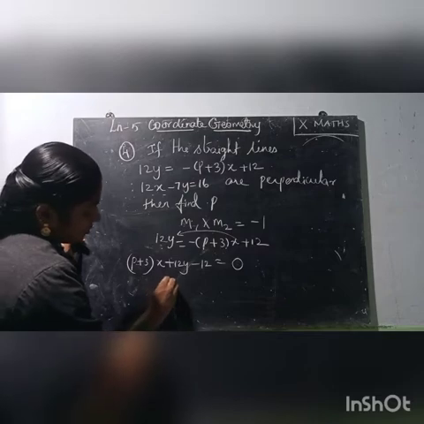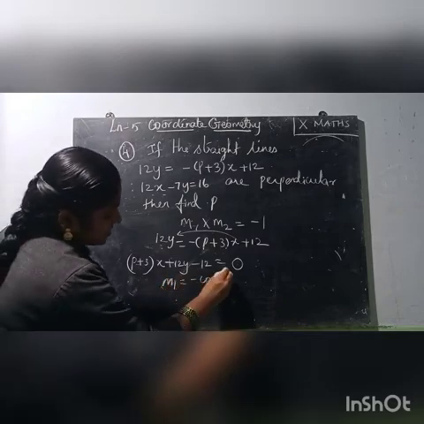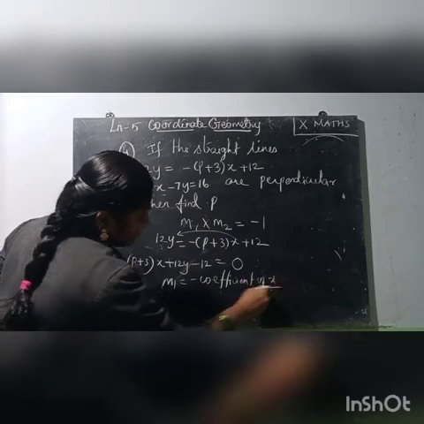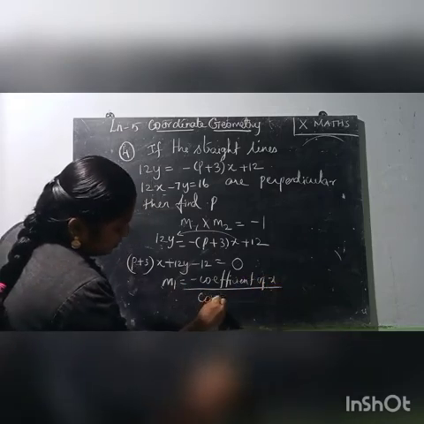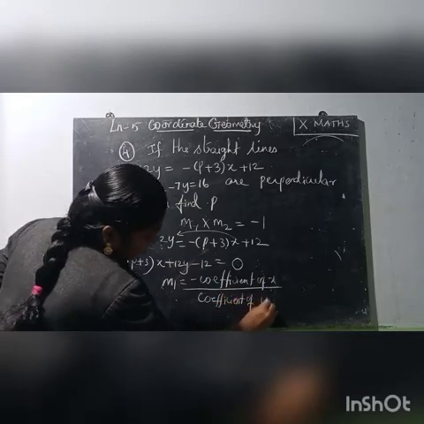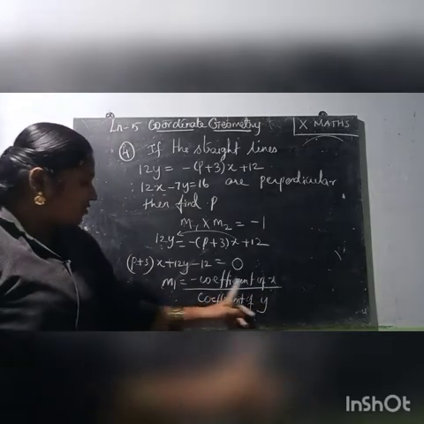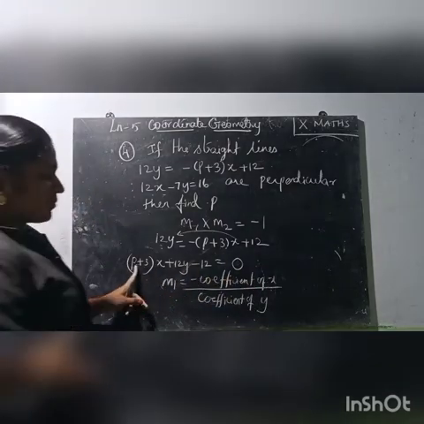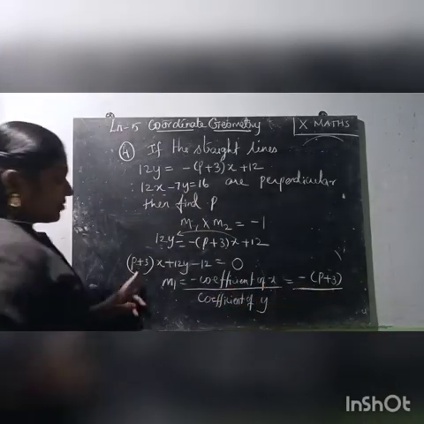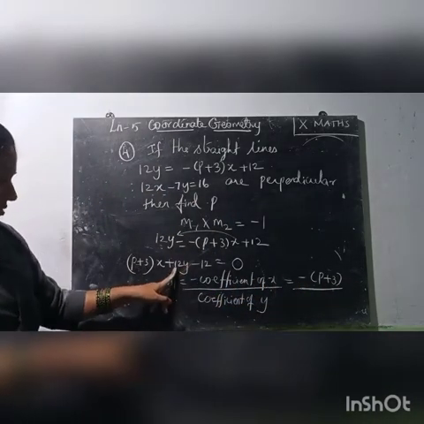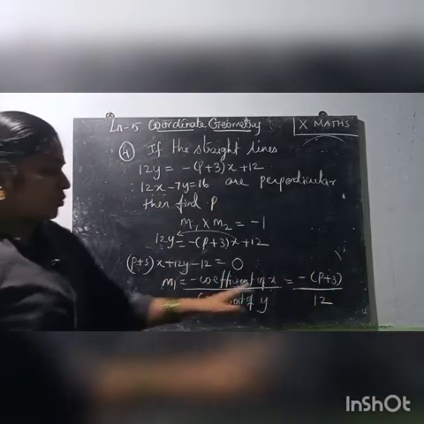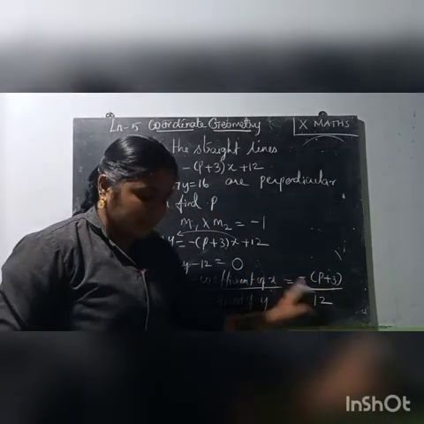So now we know m1 equal to minus coefficient of x divided by coefficient of y. Now the coefficient of x is p plus 3. So write minus of p plus 3 divided by the coefficient of y, which is 12. Now we got the m1 value: minus of p plus 3 divided by 12.